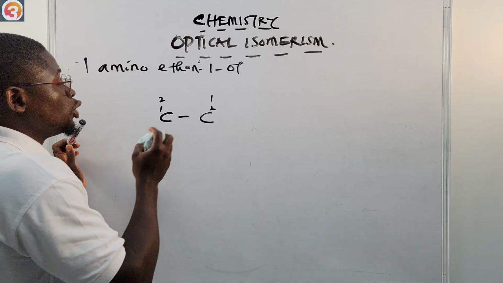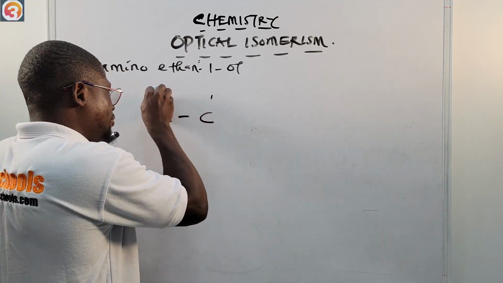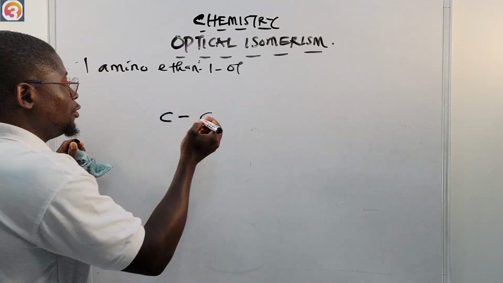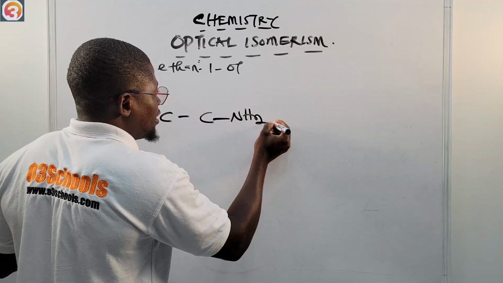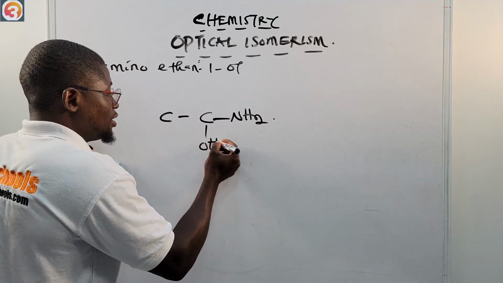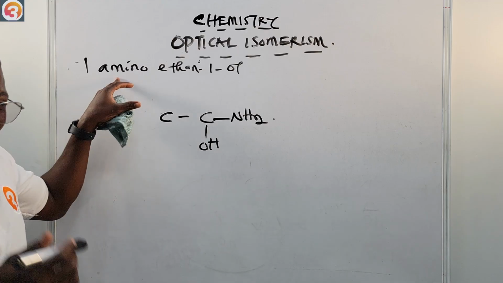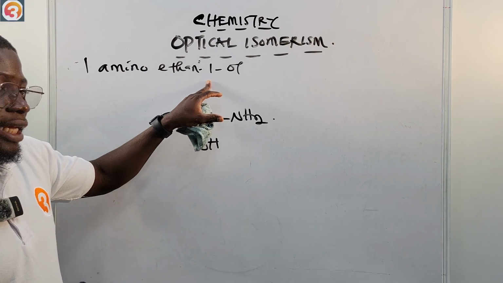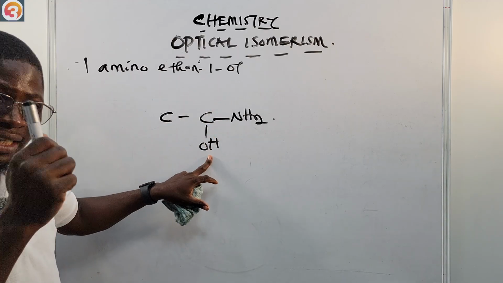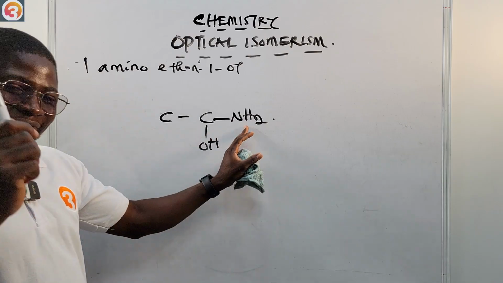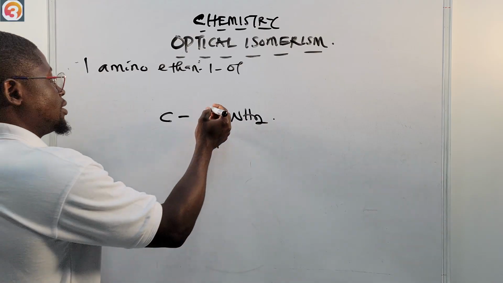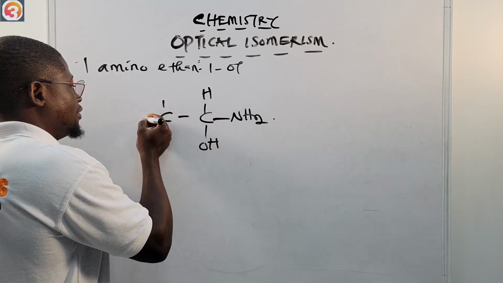Okay, let's say we want to prioritize this carbon here. That means our amino group, NH2, will be here, and our hydroxy group will also be on the first carbon, in 1-amino-ethane-1-ol. The hydroxy group is on the first carbon atom, and the amino group is on the first carbon atom. Then of course I'm going to have our H here, then this H.